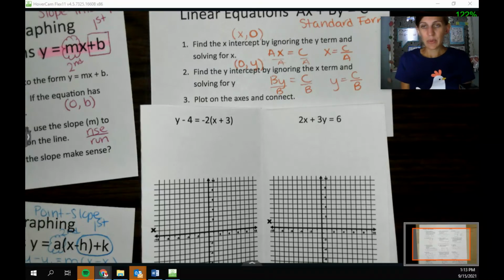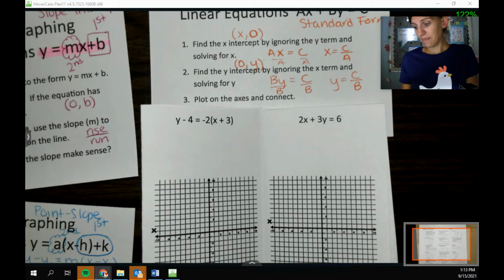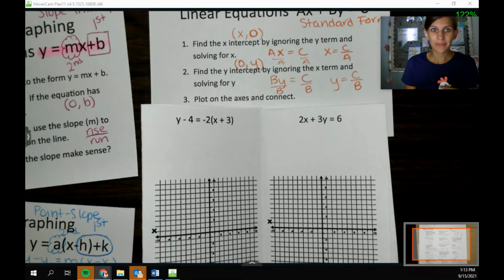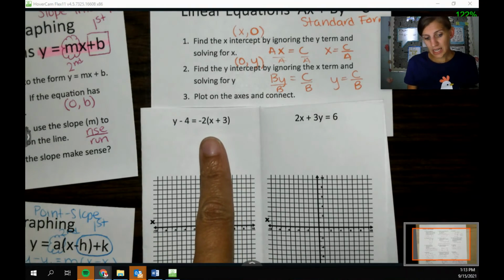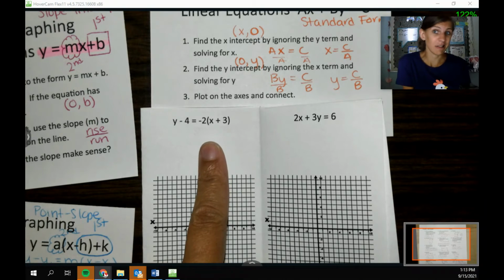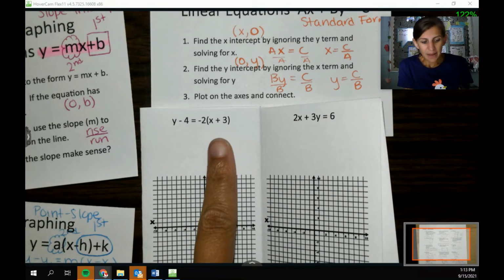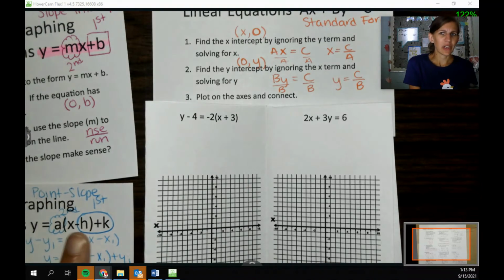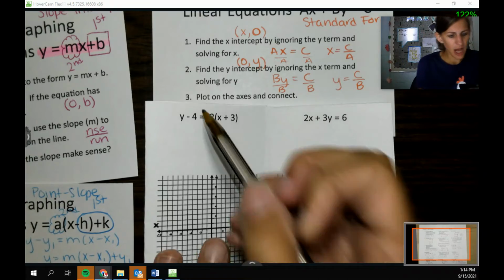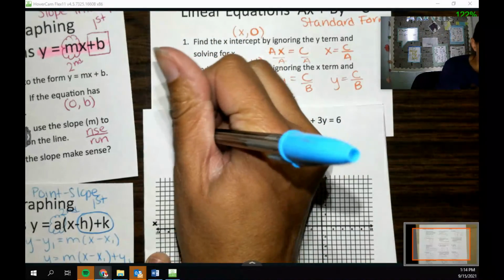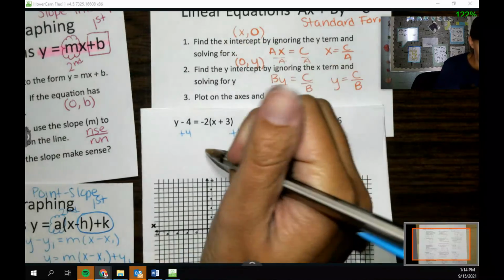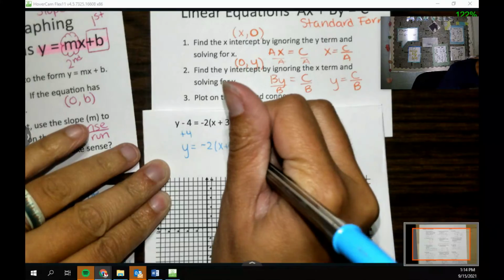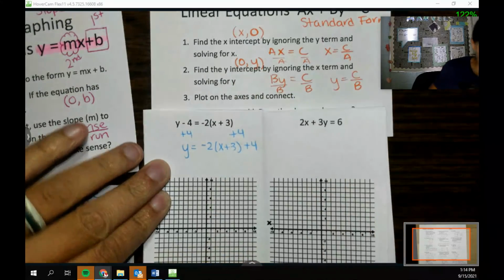So when we're looking at these, we want to identify what form it is trying to be, so how should I graph most efficiently? With this first one here, I initially didn't think it looked like anything, but the parentheses are hinting to me that it might be this point slope form over here. It's just a little off because that y needs to be alone, but I can pretty quickly add the 4 over, and we'll have y equals negative 2, parenthesis x plus 3, plus 4.